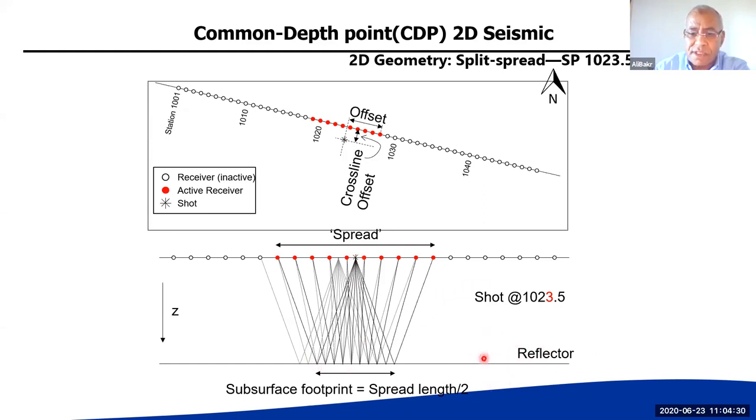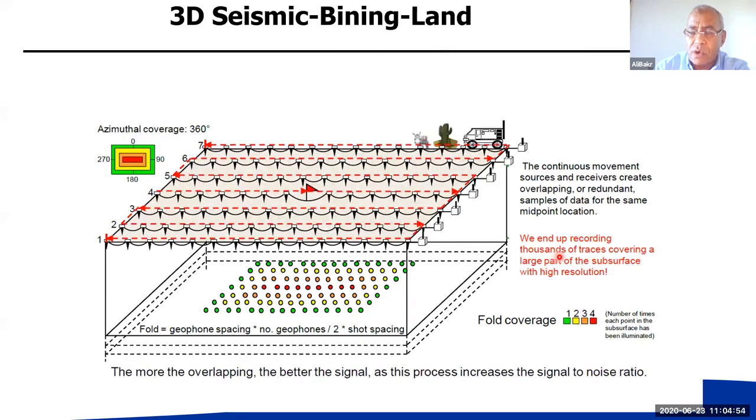The reflector represents two beds, the bed above the reflector and the bed below it, and those two beds have a difference in velocity and density, which we call acoustic impedance. Accordingly, the sound goes from the surface to the interface in between, and then it reflects back and is recorded by the geophones.